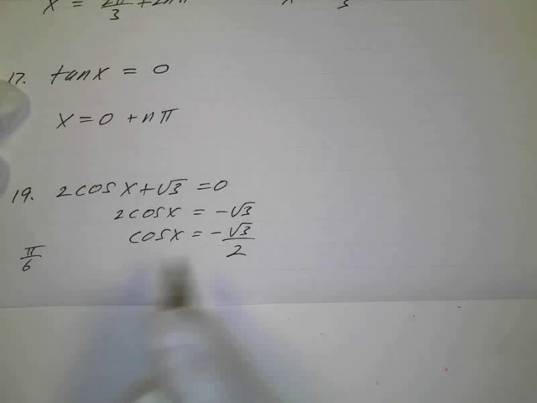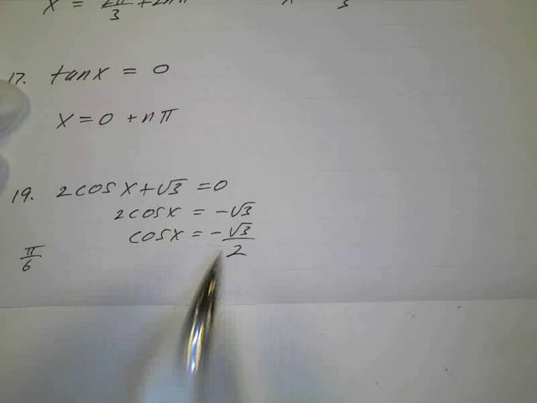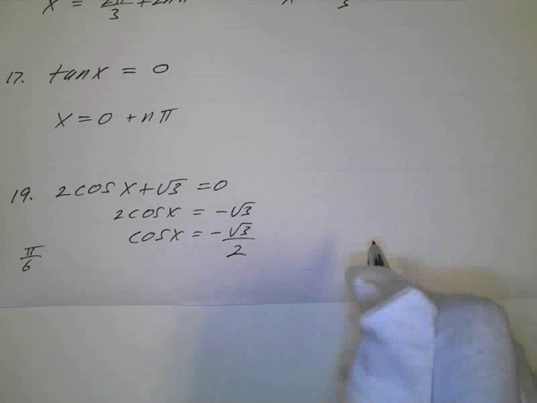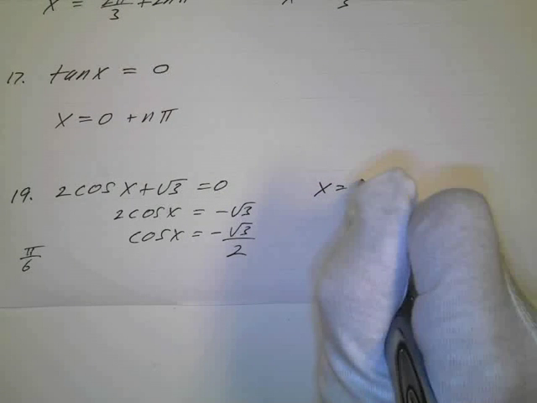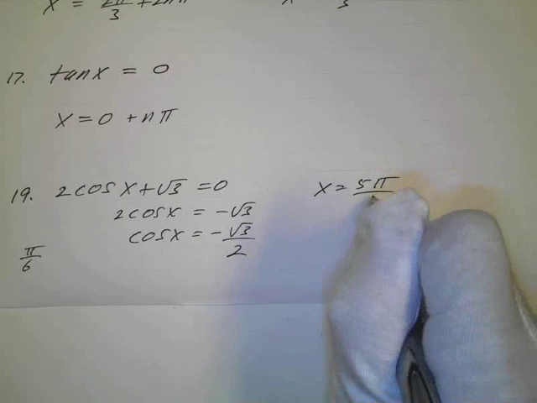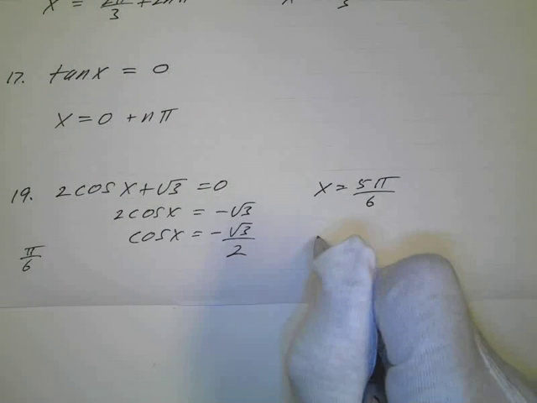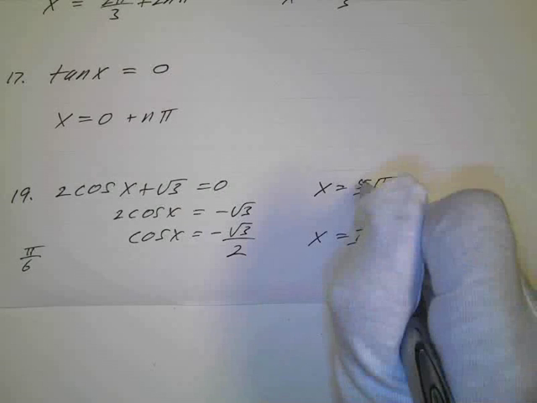In other words, the cosine of pi over 6 is the square root of 3 over 2, but we're in negative quadrants because it's negative. So cosine will be negative in the second and the third quadrant. It's going to be pi over 6, but pi over 6 in the second quadrant is 5 pi over 6. So x can equal 5 pi over 6. And in the third quadrant, x equals 7 pi over 6.